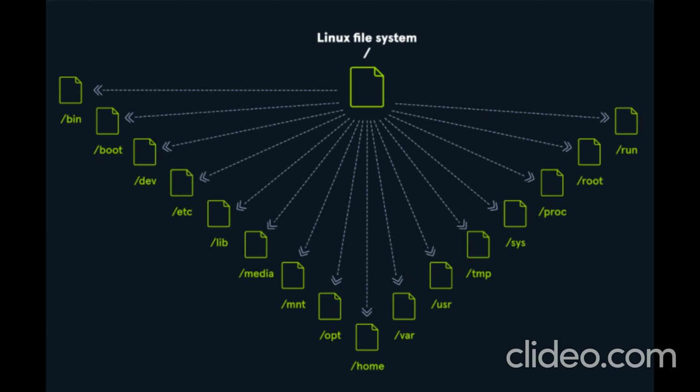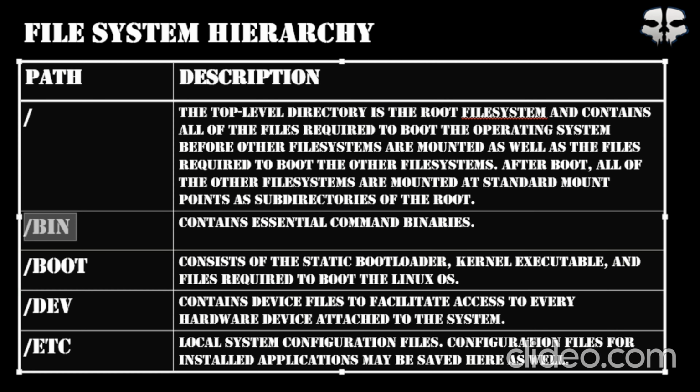So now let's look at the file system in the Linux operating system. The Linux operating system is structured in a tree-like hierarchy and is documented in the File System Hierarchy Standard, FHS. Linux is structured with the following standard top-level directories. So let's start with /. The top-level directory is the root file system and contains all of the files required to boot the operating system before other file systems are mounted, as well as the files required to boot the other file systems. After boot, all of the other file systems are mounted as standard mount points as subdirectories.